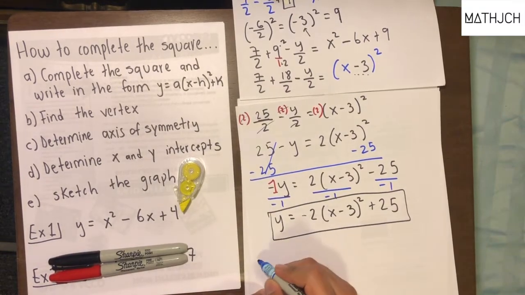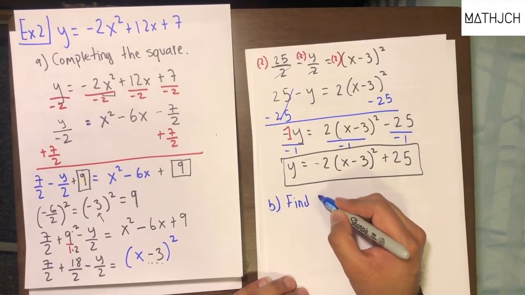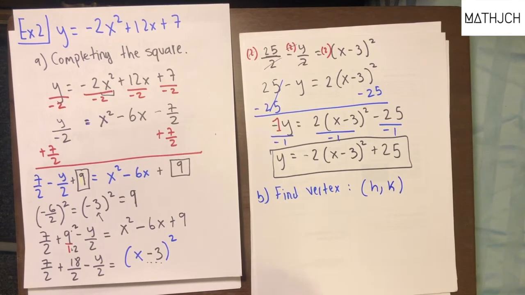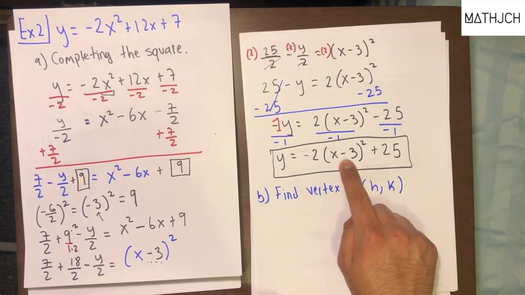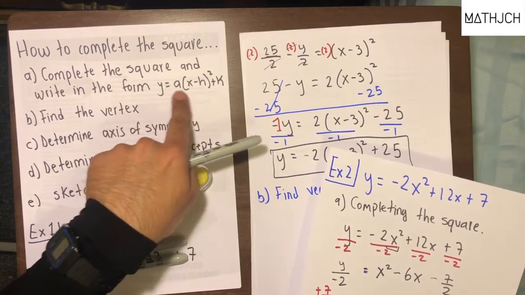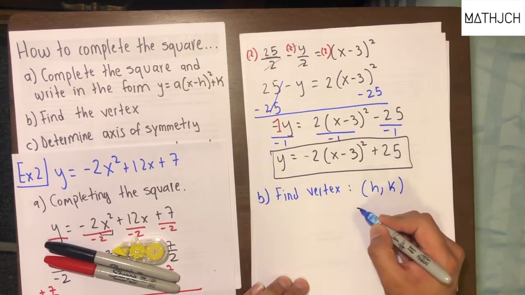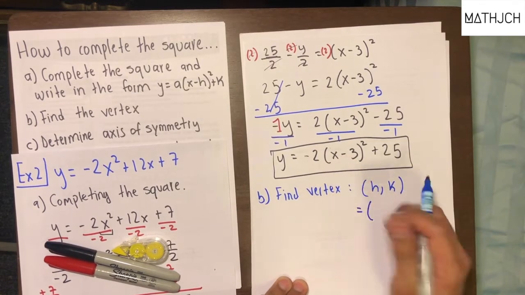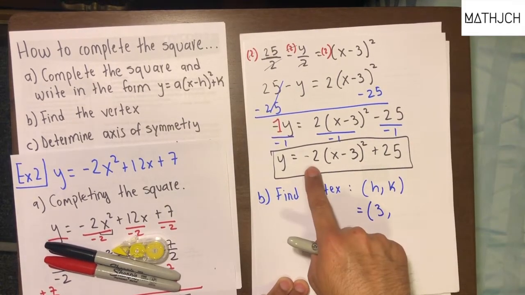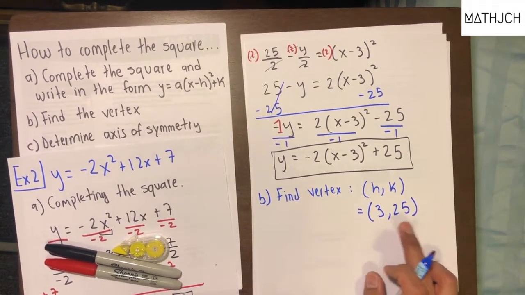Now let's go to part B. Part B is find the vertex. Remember, the vertex is in this format, h and k. Our h value is going to be the opposite sign of the number inside the parentheses. If our function is in this format right here, that means our vertex is going to be the opposite sign of -3, which is +3, and the same as the number outside of the parentheses, not the -2, but the 25 to the right, which is 25. So our vertex is (3, 25).